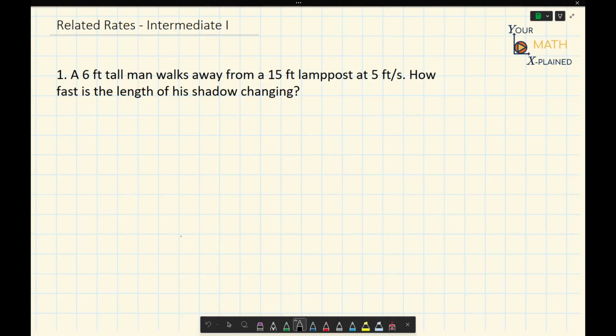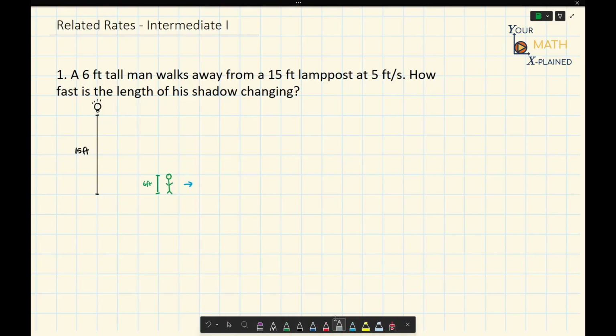For our first example, we have a 6 feet tall man who's walking away from a 15 feet lamppost at 5 feet per second. We're going to start by drawing a diagram to represent the situation. So here we have our lamp post. I'm just going to draw a light bulb here to show that this is a lamp post. And we know that this is 15 feet. Next, we have a man who is walking away from it, and his height is 6 feet. So he is walking in this direction, which is away from the lamp post.